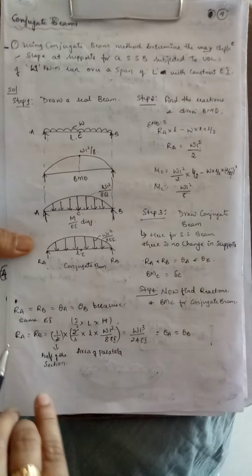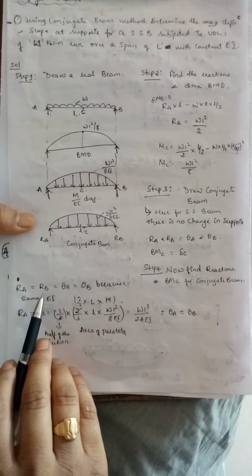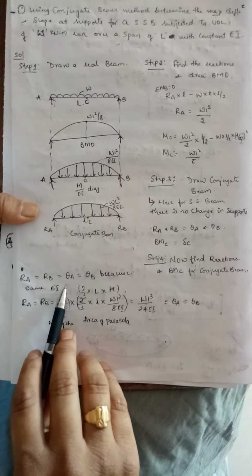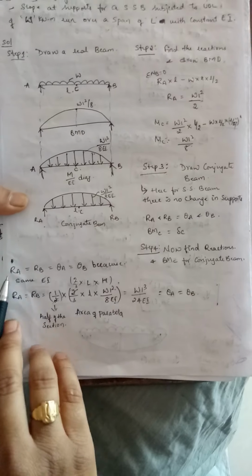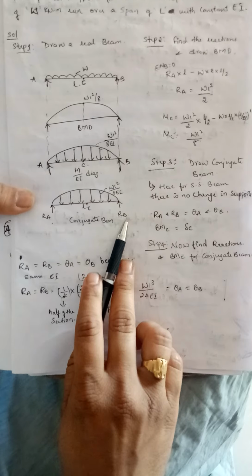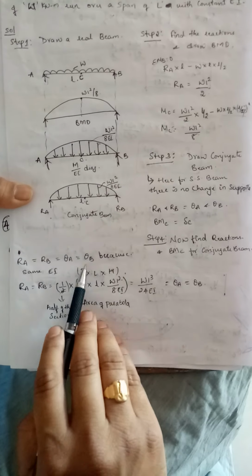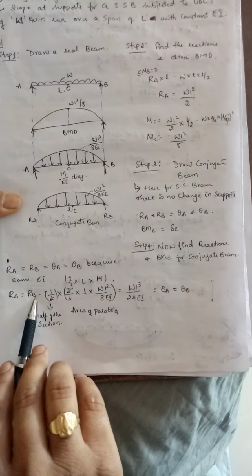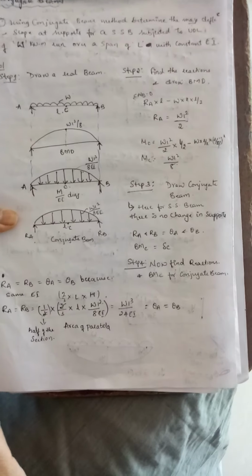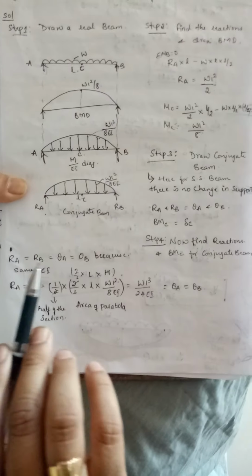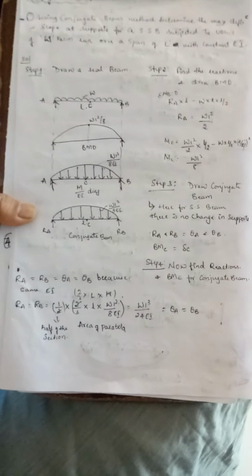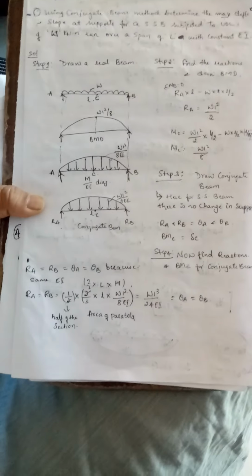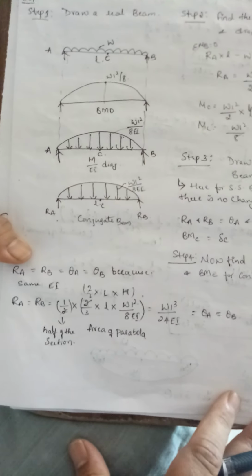Now we go through it. RA is equal to RB is equal to theta A is equal to theta B. That is, if we find out RA and RB, that becomes the slopes at the supports, because it is the same EI. And what is the deflection? Deflection we need to find out at C, that is bending moment at C. So RA and RB, how are you going to find them?